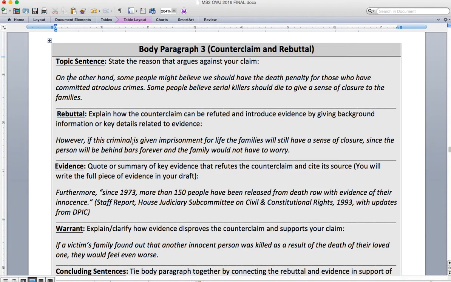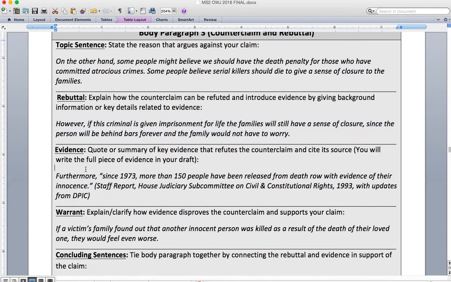However, if this criminal is given imprisonment for life, then the families will still have a sense of closure, since this person will be behind bars forever and the family would not have to worry. Then you want to find a quote that refutes the counterclaim or a quote that supports the counterclaim, whichever you found. You're going to cite its source. Furthermore, since 1973, more than 150 people have been released from death row with evidence of their innocence.